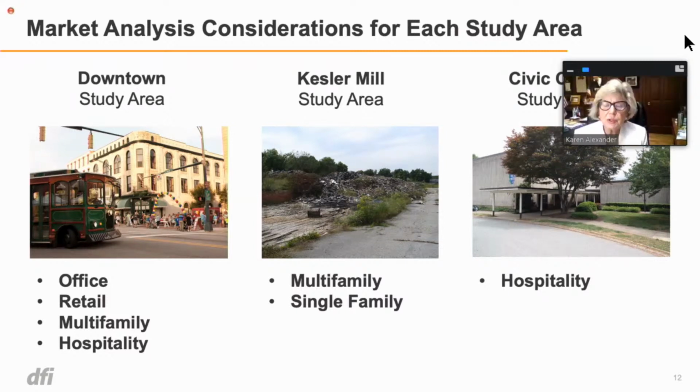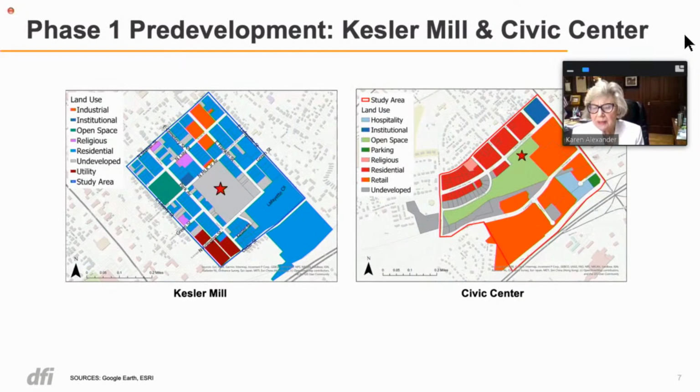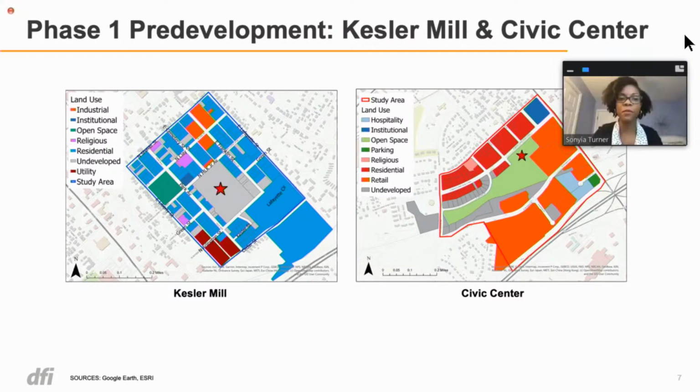I have a question about the Kesler Mill study area. Is there any thought in terms of any kind of mixed use or commercial portion of that area? The Kesler Mill, since it is adjacent to some commercial sites. Thank you, Mayor. So far in our analysis, we have focused on residential products, so single family, exploring even a townhouse product or single family detached houses, and multifamily.